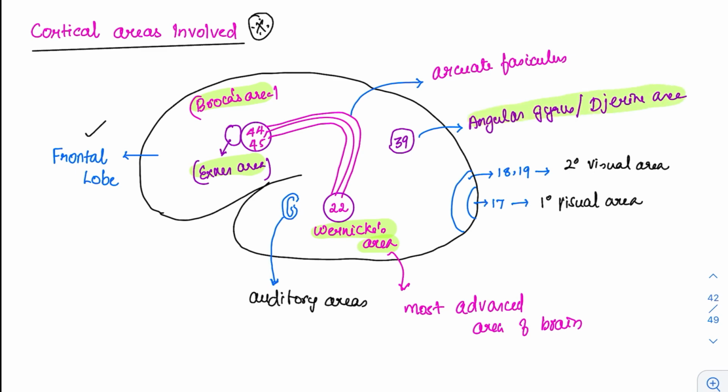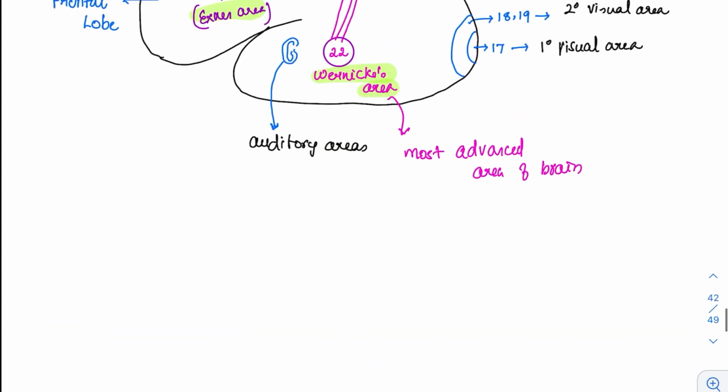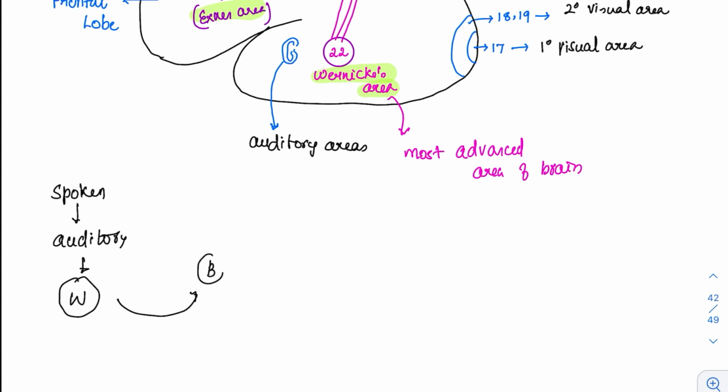So what is the importance of this? Language is of two types. Suppose somebody is speaking, it has to be understood. It has to go to the auditory area. Then finally it will go to Wernicke's area. W for Wernicke. From Wernicke's, through the arcuate fasciculus, it goes to Broca's. Then it will go to the motor cortex. Then the person can speak back or reply back. So this is the cycle for a spoken language.